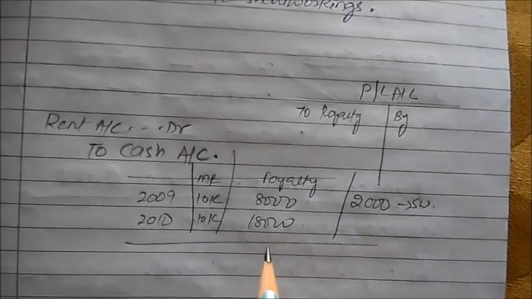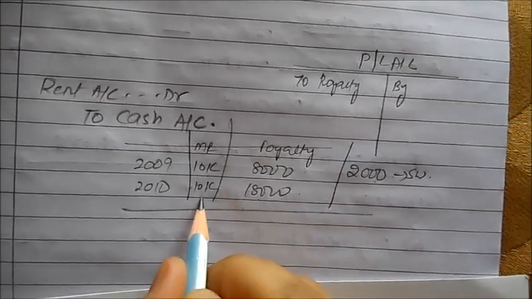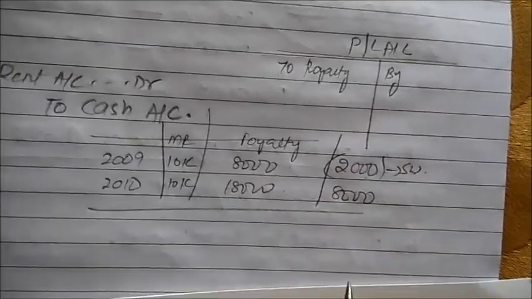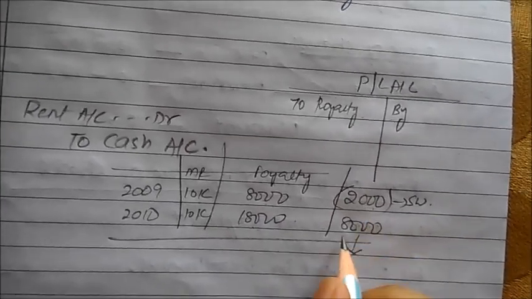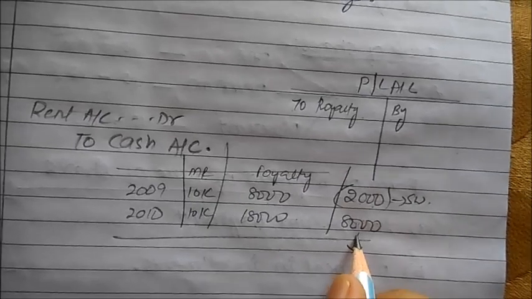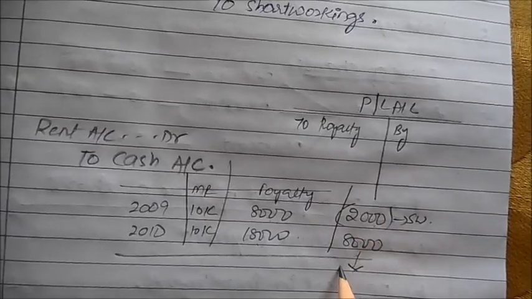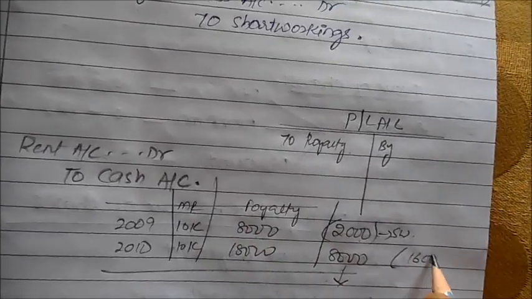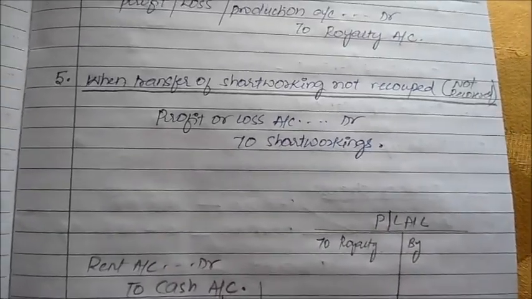Now next year, how much did I have to pay? 18,000. But what did the contract say? 10,000. So what am I paying? Plus 8,000. So I have the benefit to recover my last year's loss from this year's profit. Last year's loss to current year profit. If I can take this money back and only pay 16,000 instead of 18,000, that is exactly what is called short working recovered.